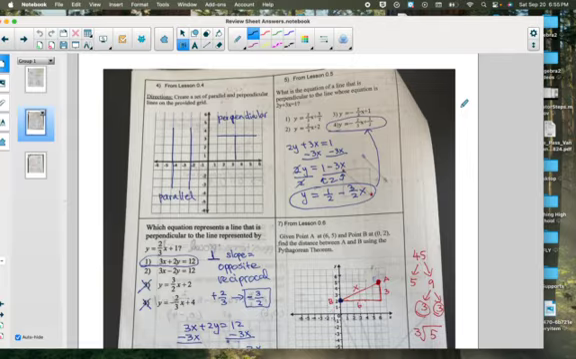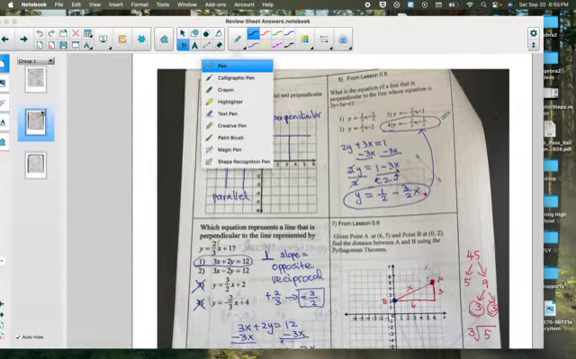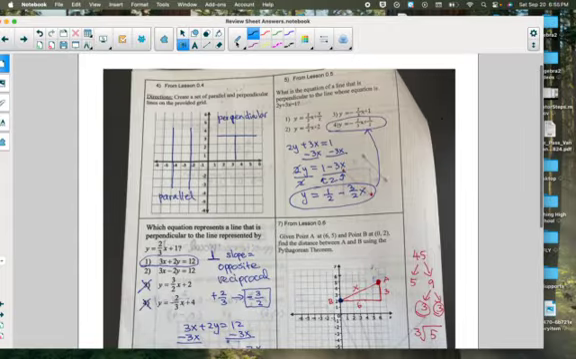So for question number 5, we are asked to put the standard form equation 2y plus 3x equals 1 into the y equals format. Remember, we have to do that before we graph any linear equation, right? So let's do that. Let's put this into the y equals format. First, we have to isolate the y.